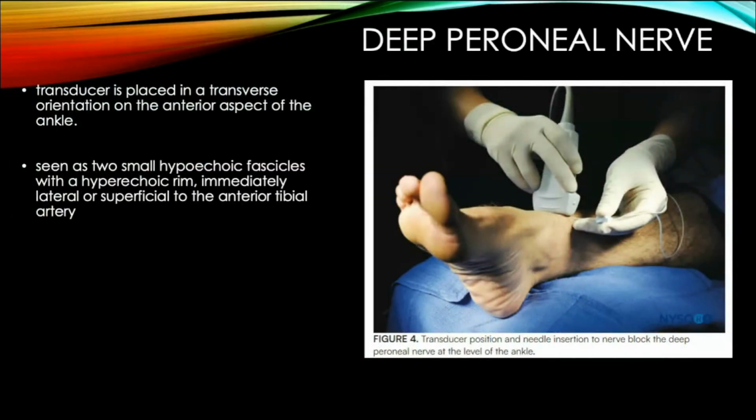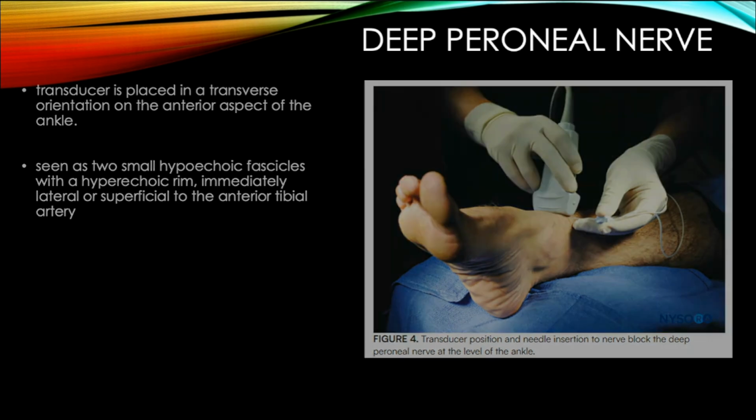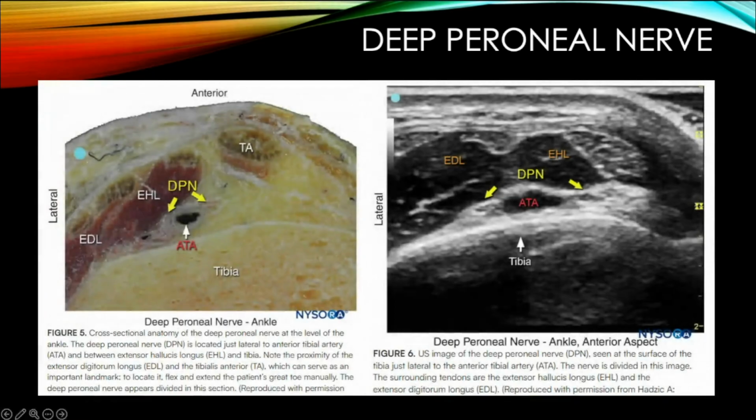So next, for the deep peroneal nerve, the transducer is placed in the transverse orientation on the anterior aspect of the ankle, and is seen as two small hypoechoic fascicles with a hyperechoic rim immediately lateral or superficial to the anterior tibial artery. So in this picture, we can see that the nerve is actually present at the side of the anterior tibial artery. This is the deep peroneal.